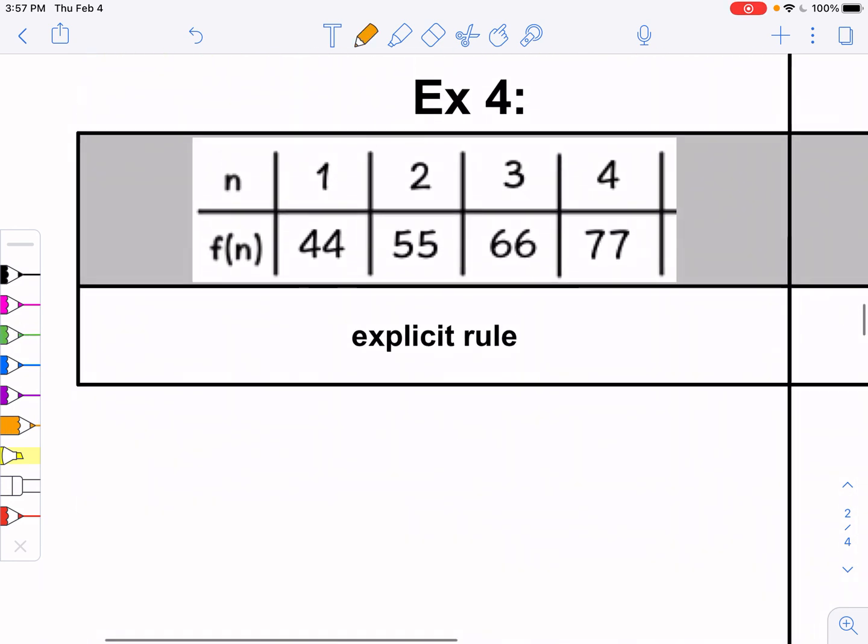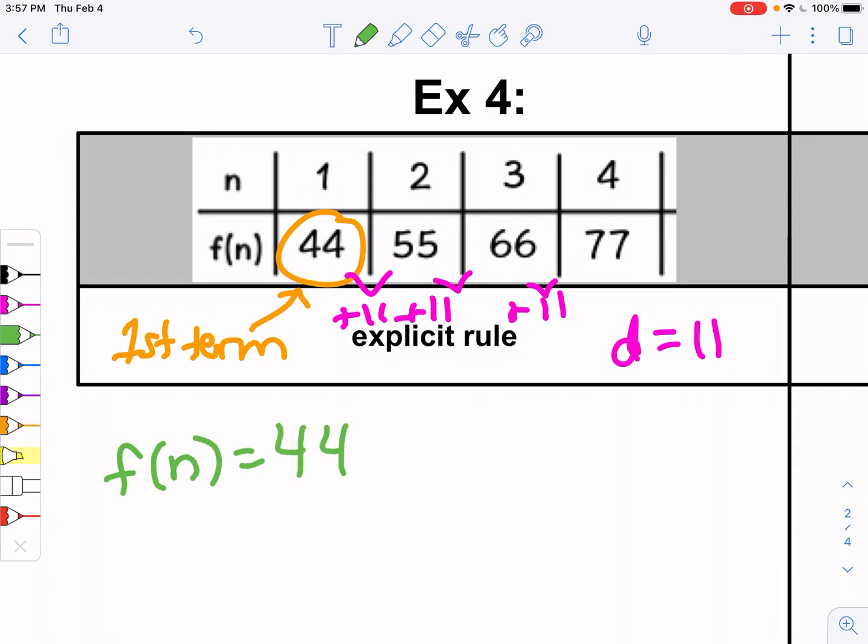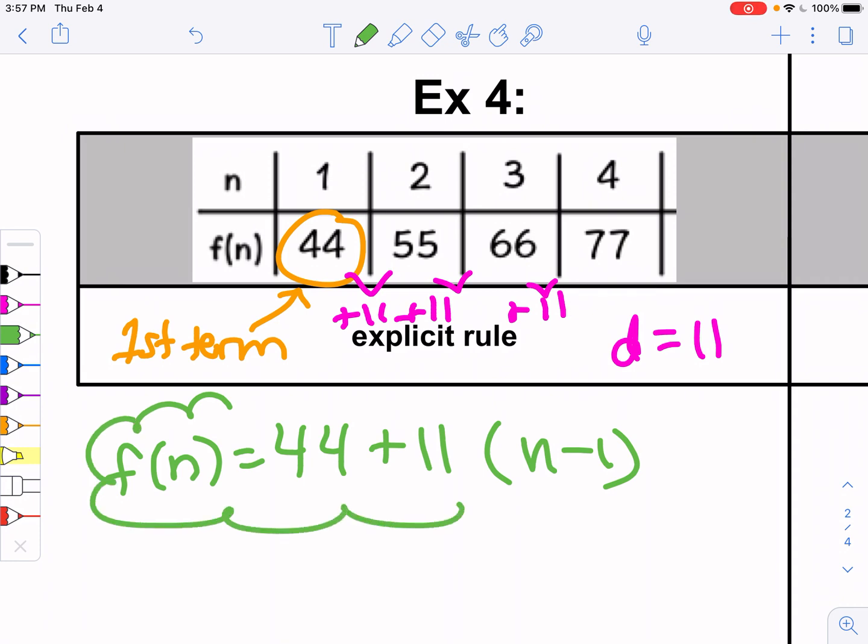Once again, we have our first term of 44. And then we add 11 every time. And so our common difference is 11. So we have f of n equals our first term, 44, and we're adding 11 n minus 1 times. So if the 80th term, we're adding 11 79 times.